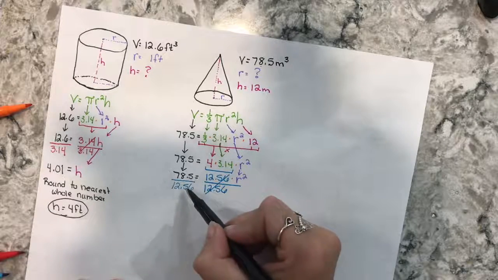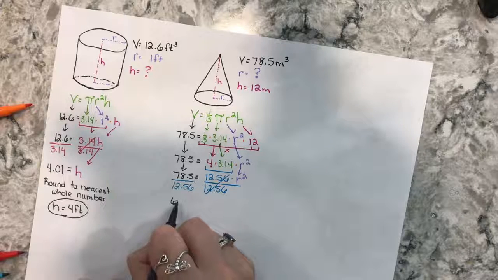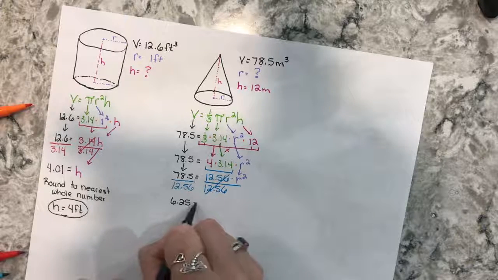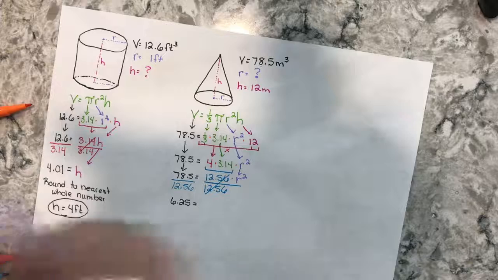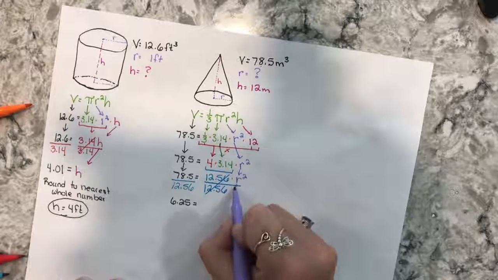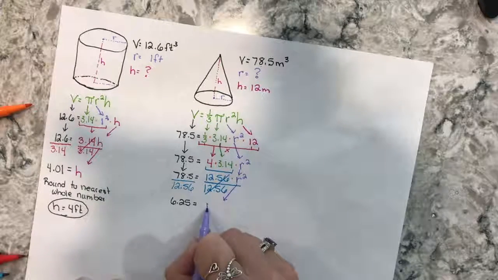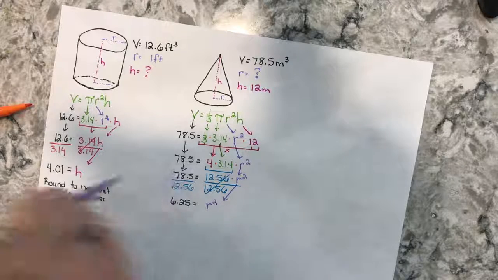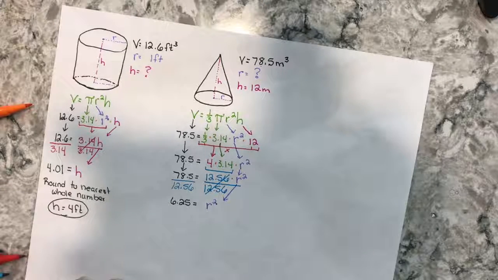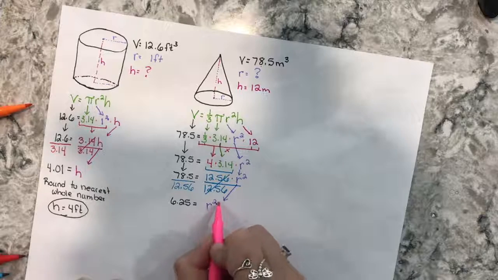So 78.5 divided by 12.56 is 6.25, and then we carry down the r squared. We didn't do anything with it, so we can't leave it behind. And dividing by 12.56 was the whole point, to get the r by itself.